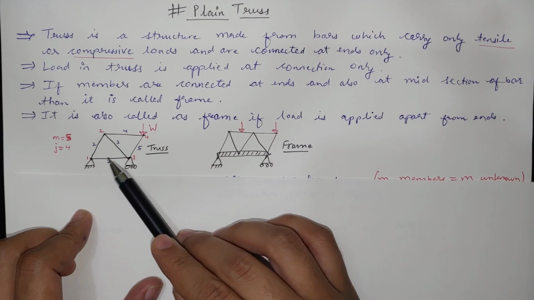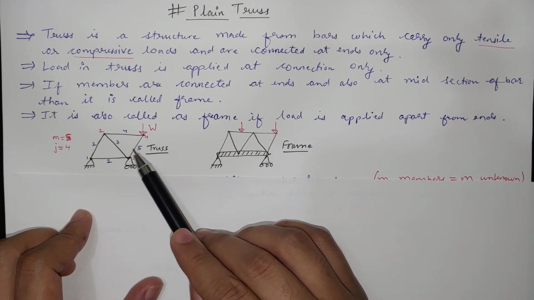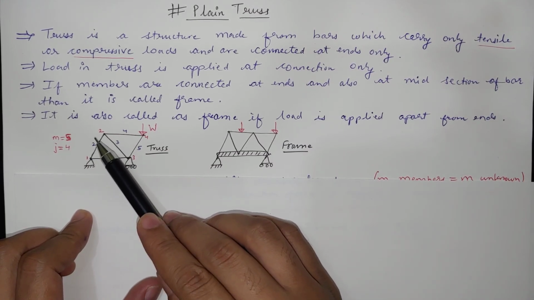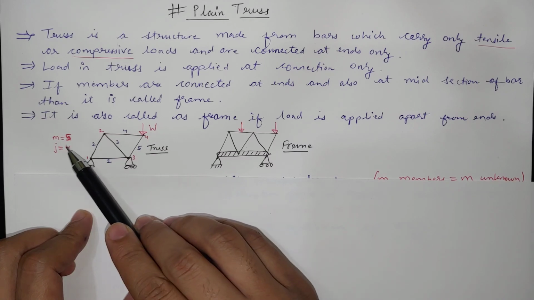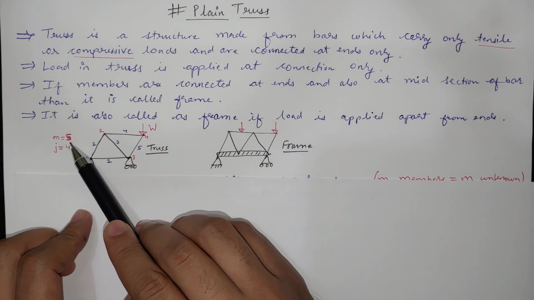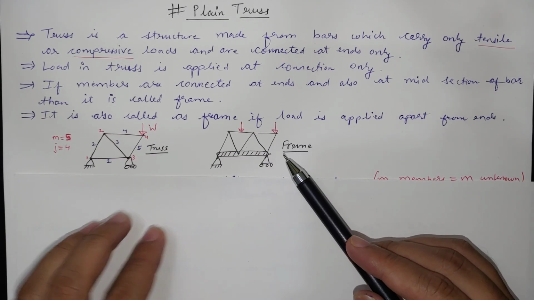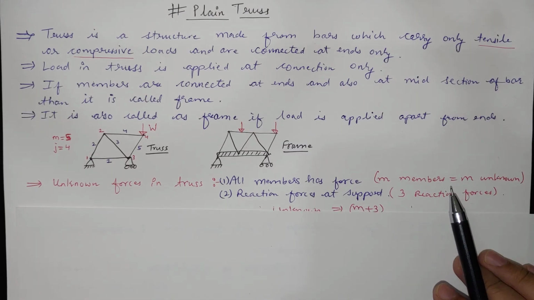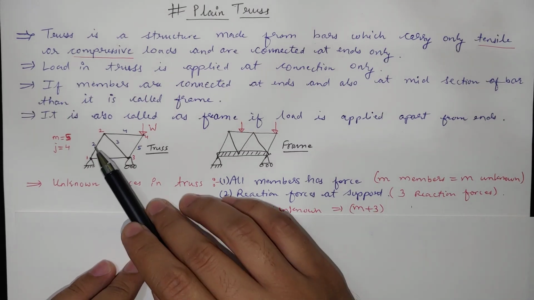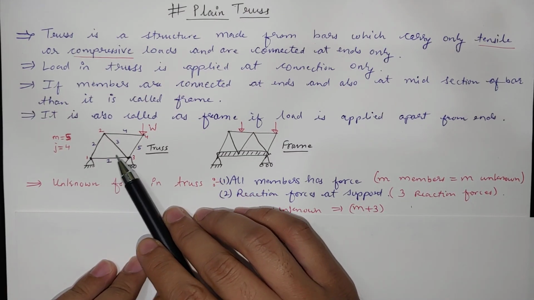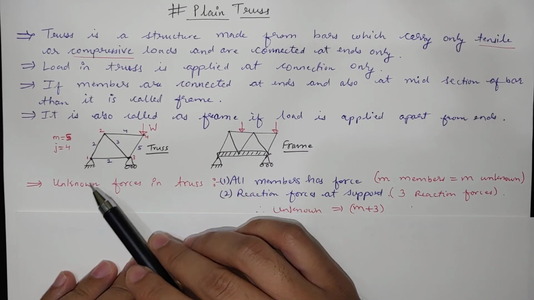Here these are the members, 1, 2, 3, 4, 5 members, and we have joint 1, joint 2, joint 3 and joint 4. 4 joints are there. So M is the number of members and J is the number of joints. Now let us discuss how we calculate the forces and analyze the truss.